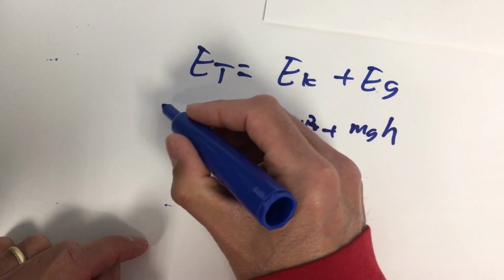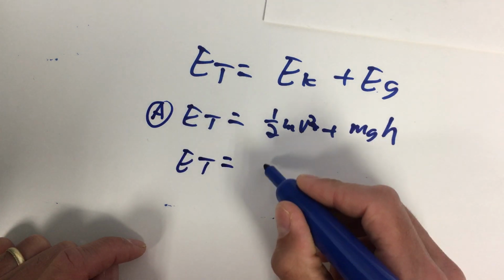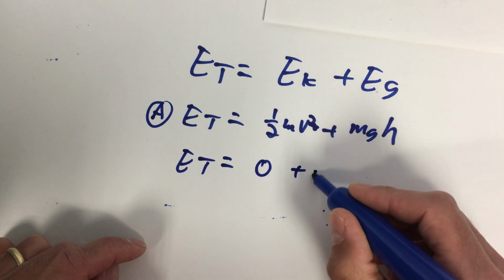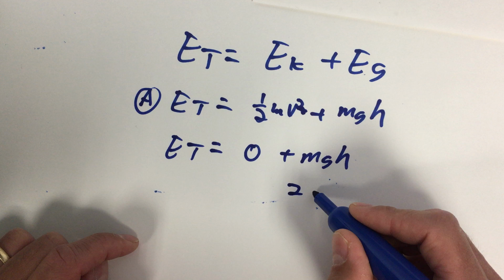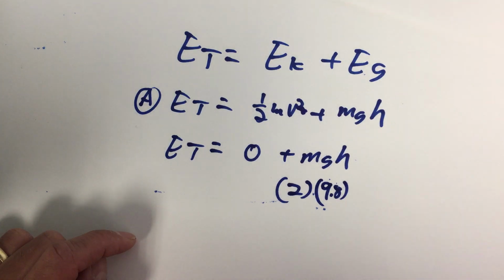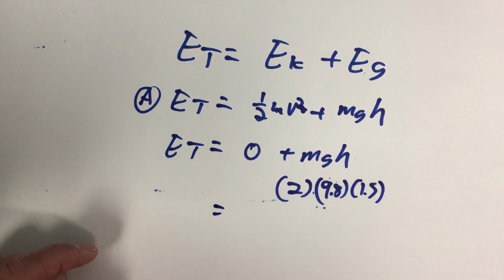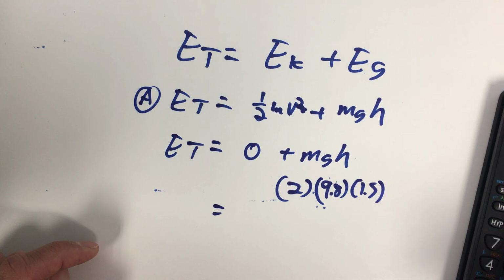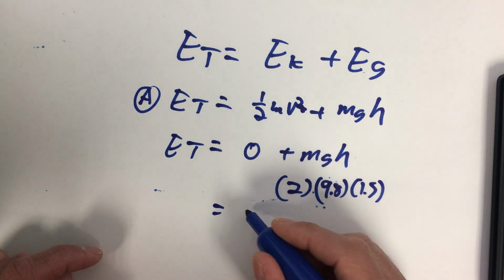So when we're at point A, our total energy is 0 kinetic energy plus mgh, where m is our mass, and in this problem our mass is 2 kilograms. g is acceleration due to gravity, it's 9.8. And h is our height, and as you can see from here, our height is 1.5 meters. So the total amount of energy in the system is 2 times 9.8 times 1.5. So we have 29.4 joules of energy.